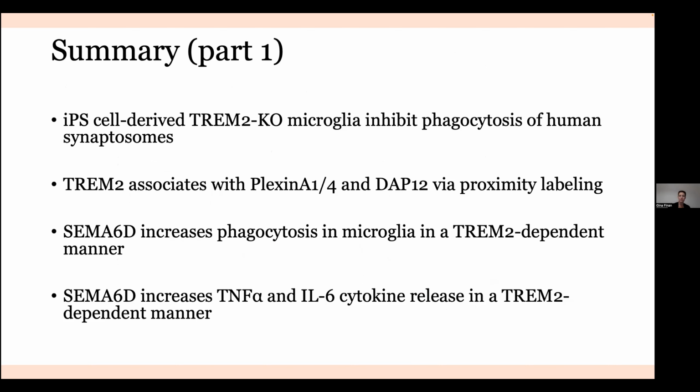Next. So in summary, iPS cell-derived TREM2 knockout microglia inhibit phagocytosis of human synaptosomes. TREM2 associates with plexin A1 and A4 and DAP12 via proximity labeling. SEMA6D increases phagocytosis in microglia in a TREM2-dependent manner. And SEMA6D increases TNFα and IL-6 cytokine release in a TREM2-dependent manner.